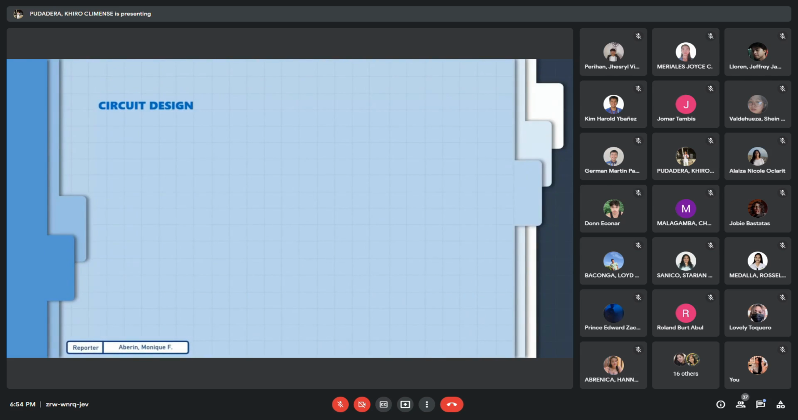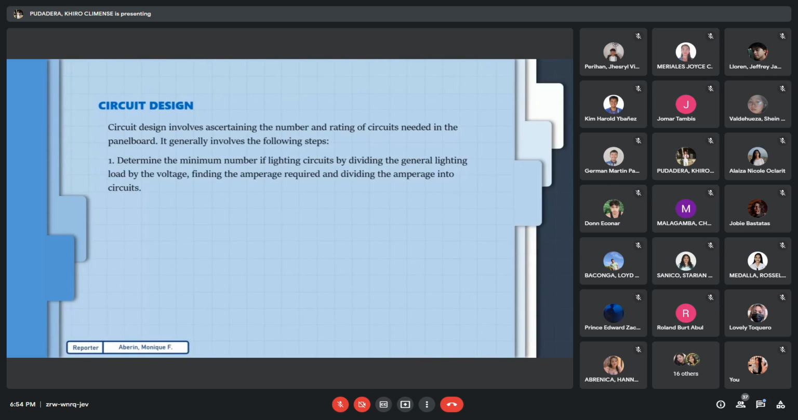Circuit design. Circuit design involves ascertaining the number and rating of circuits needed in the panel board. It generally involves the following steps. Number 1. Determine the minimum number of lighting circuits by dividing the general lighting load by the voltage, finding the amperage required and dividing the amperage into circuits. Example, the general lighting load was calculated above as 6,642 VA and the voltage used for the lighting is 120 V.